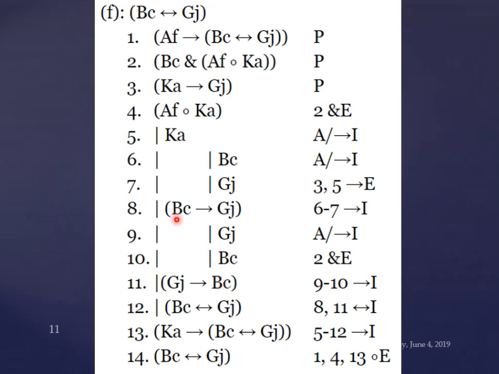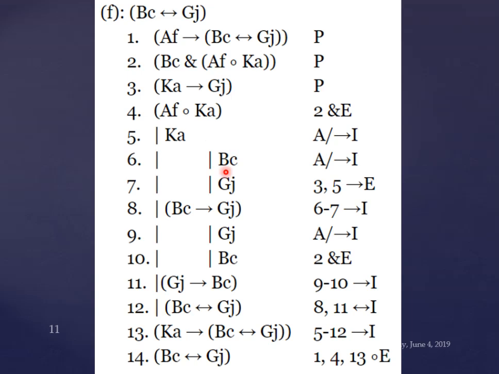I'm going to need a conditional that looks like this, BC arrow GJ, and GJ arrow BC. All right, so I have to make those two conditionals. Now I have to create two conditionals from scratch because I don't have them anywhere up here. So what I'm going to do is start another subderivation, and that's what I do right here.